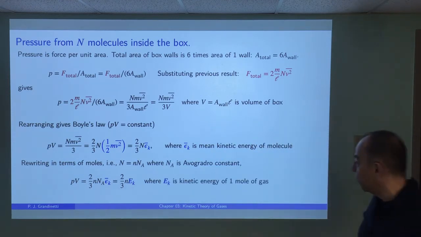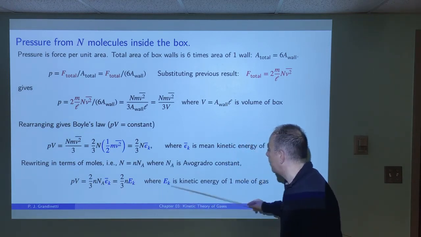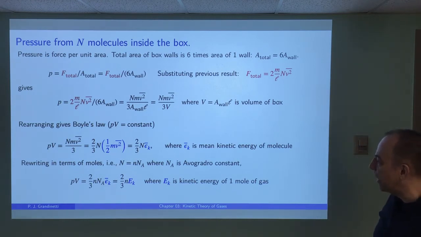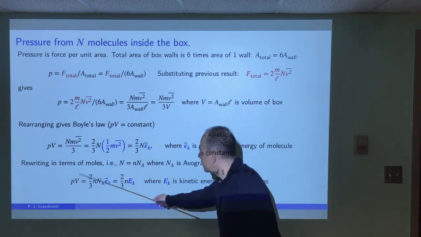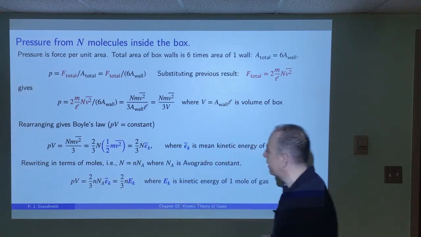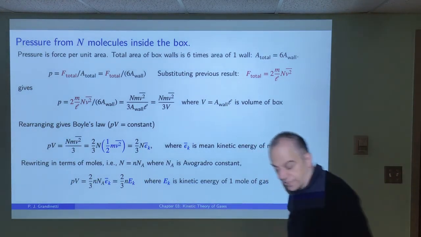And then, of course, we can multiply these two together, and we'll just call this capital E_K, the kinetic energy of 1 mole of gas. So this is what Boyle's law is telling us, that pressure times volume is equal to a constant, which is just related to the kinetic energy of the gas and the number of moles that are present there.